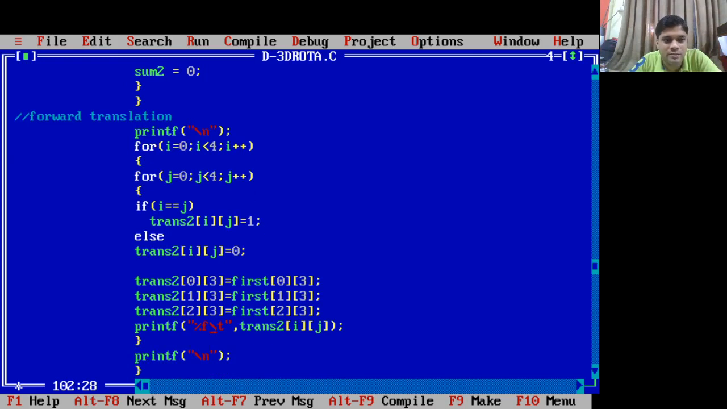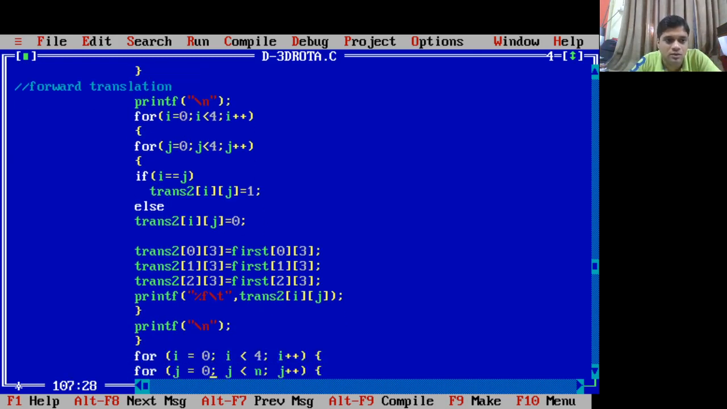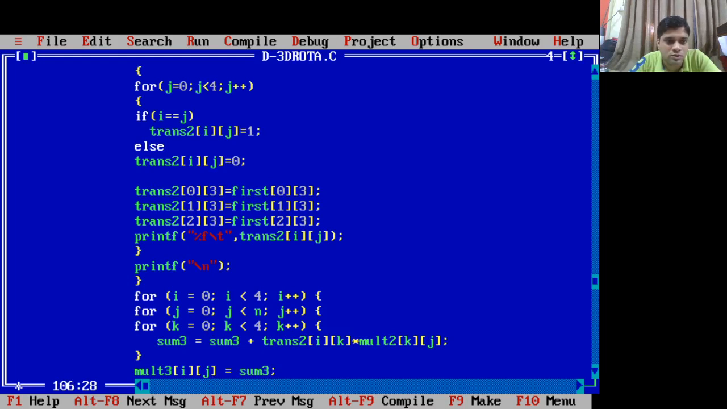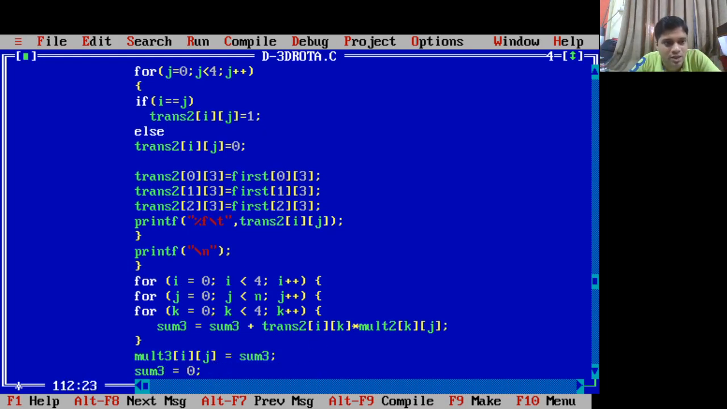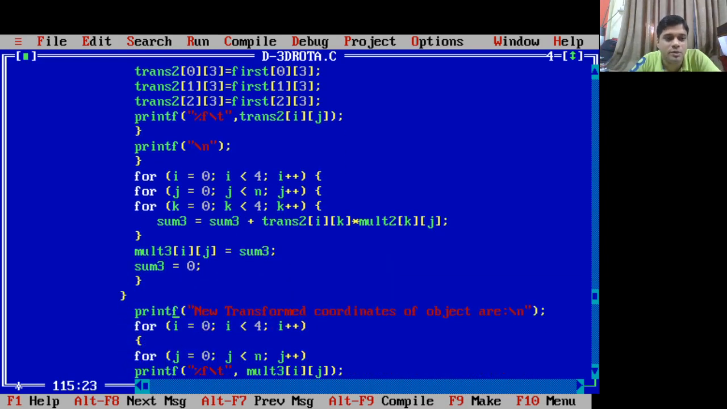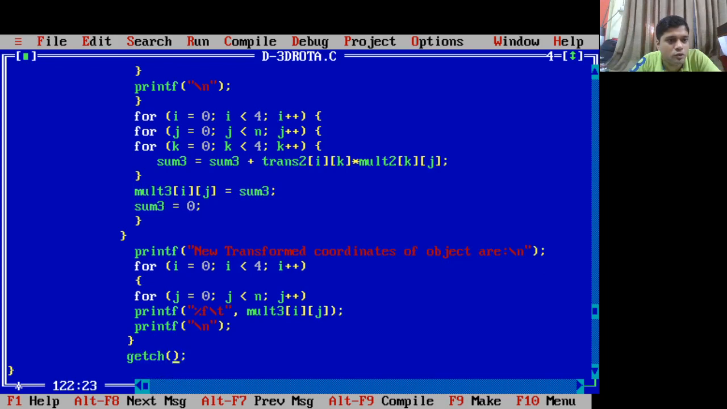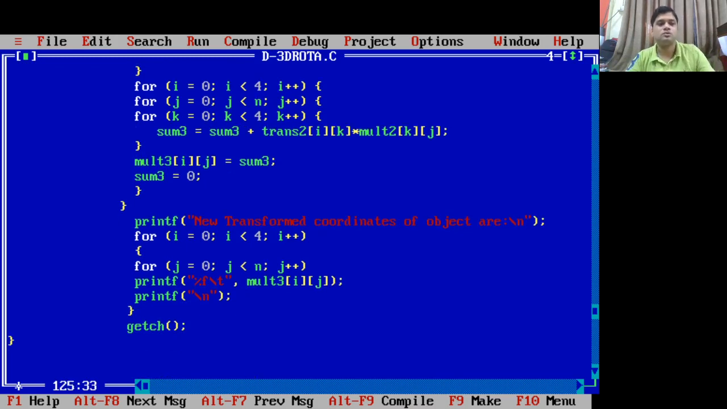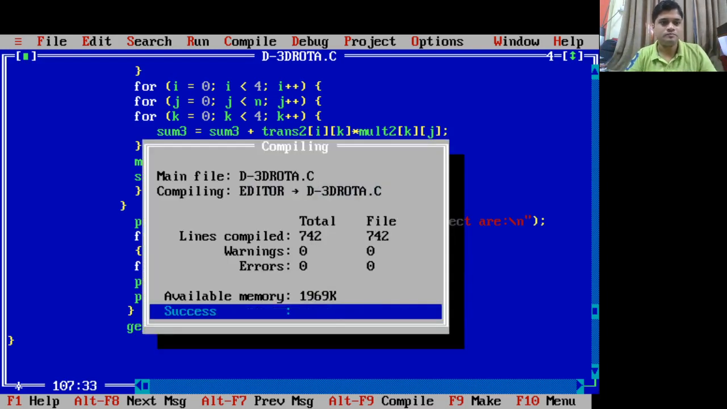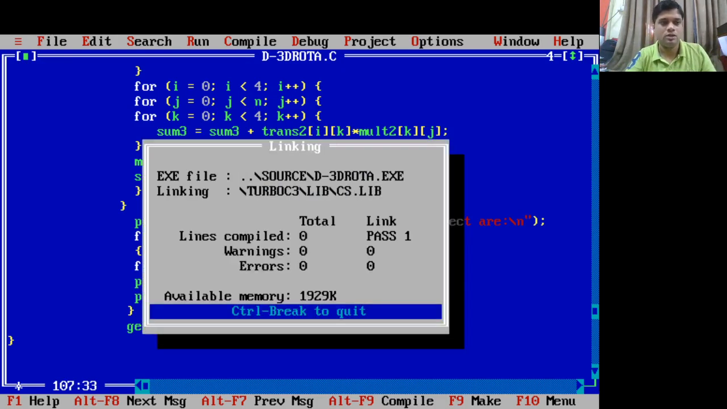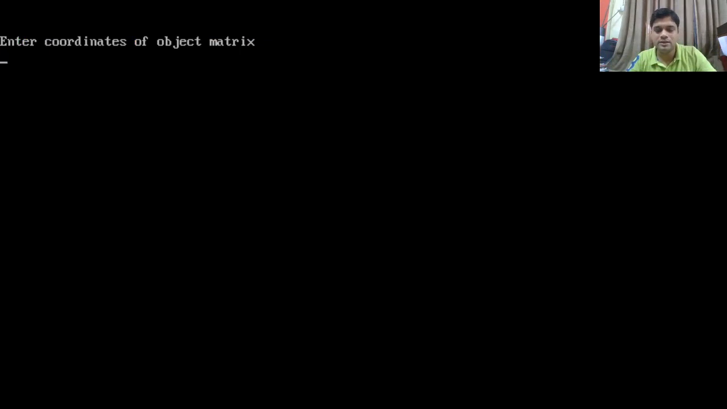Then I will display the matrix using slash t and slash n, and then I will carry out the third multiplication. So the three for loops, and mult 2 is getting pre-multiplied by trans 2. The answer is then stored in the mult 3 matrix, and then using the printf statement, that is new transpose coordinates, and using two for loops, I am going to display the values of the mult 3 matrix. So I hope this is understood. This is exactly the same program with the only change in the rotation matrix. So I will first try to compile this. There are no errors, and then I will run the program. Remember, I have to enter the coordinates again in x, y, z manner.